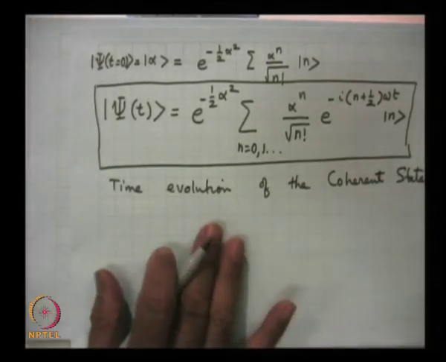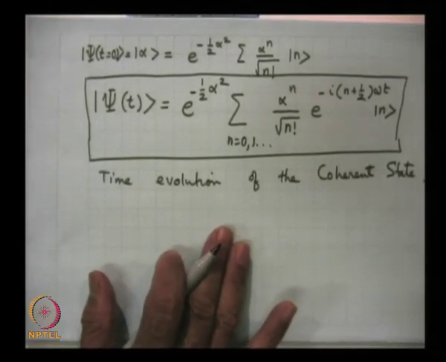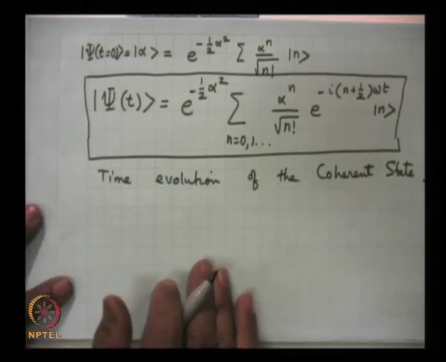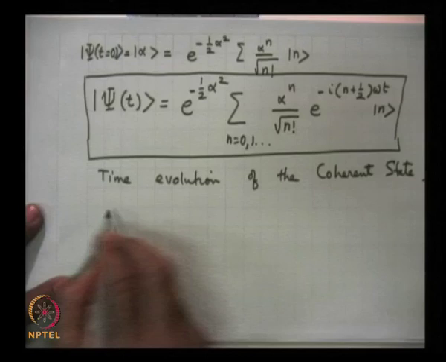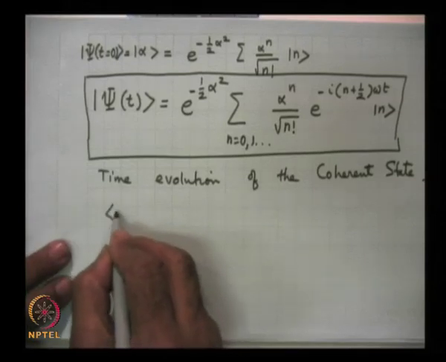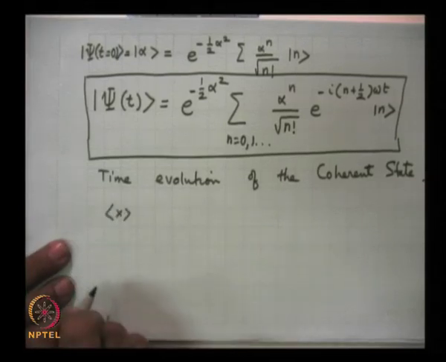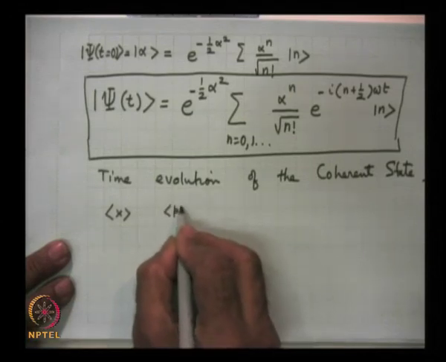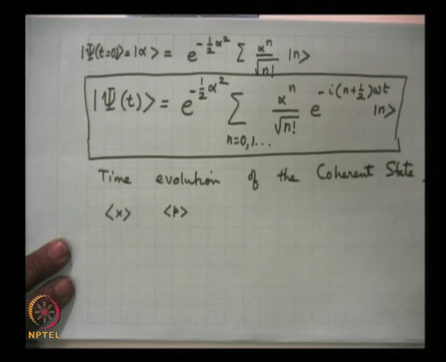Now, why am I stressing this? What we will do is, so this is my time evolution of the coherent state. Now, let me first find out the expectation value of x, the position coordinate, and the expectation value of the x component of the momentum.